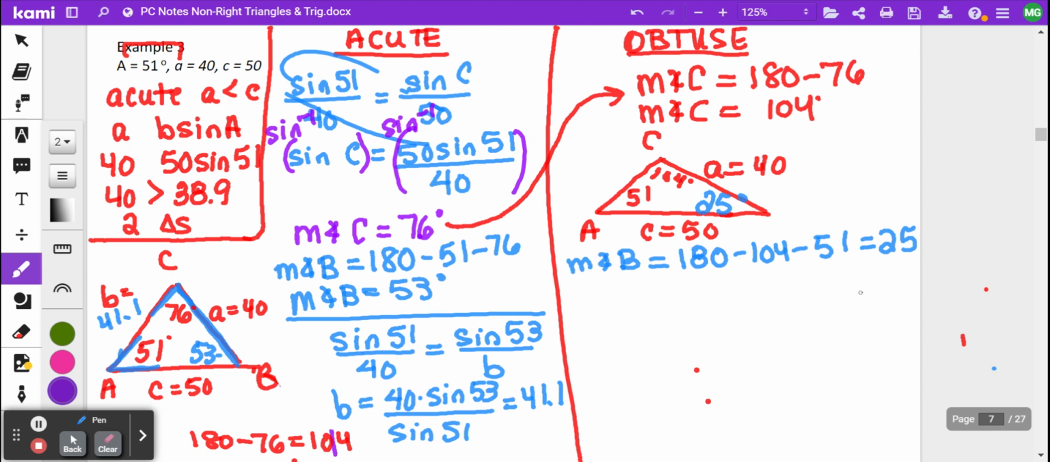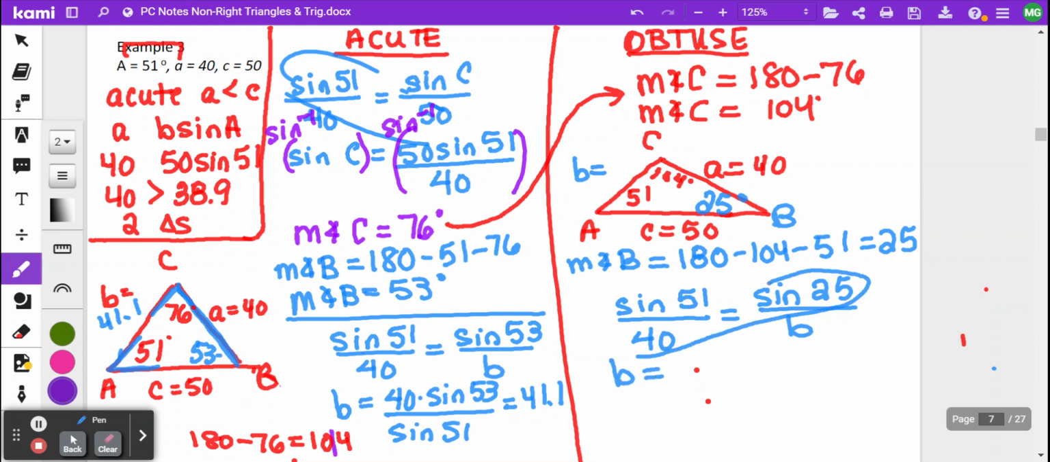And now that we have that, we'll use law of sines again to calculate the length of side B. So again, go back to what you were given. So the sine of 51 is to 40, and now use what we just discovered, that angle B is 25. So the sine of 25 is to side B. And when we cross multiply and divide, we will get B equals 40 times the sine of 25, all divided by the sine of 51.